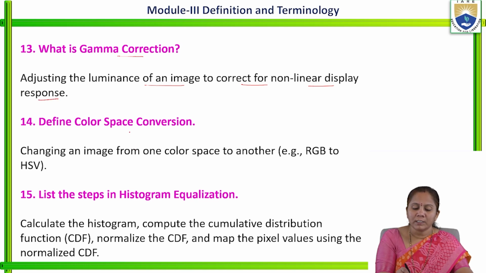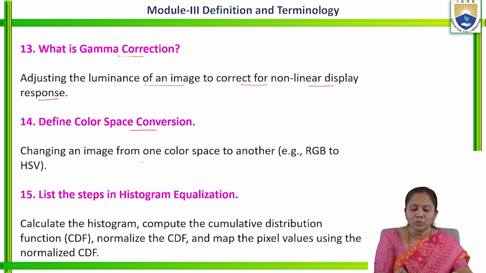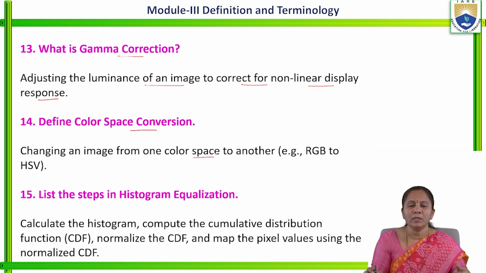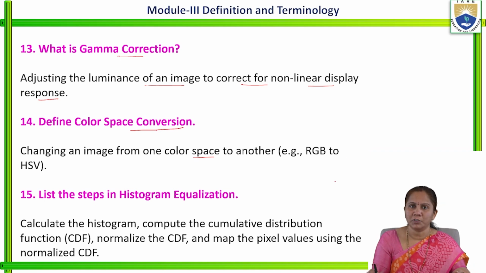And next one is define color space conversion. So changing the image from one color space to another is called color space conversion. That means we can convert RGB to HSV, RGB to CMY, CMY to RGB. Such types of conversions are called color space conversion. It is called color space, color model.